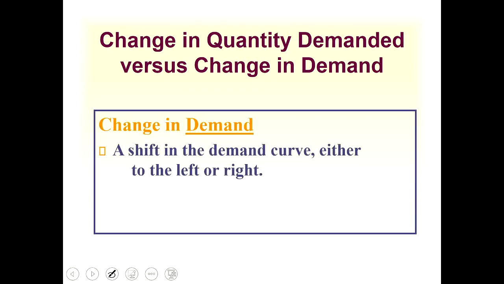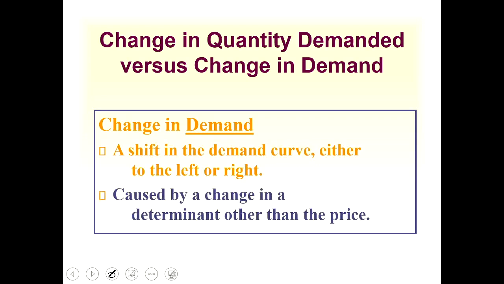All right. So now we are going to talk about change in demand, a shift in the demand curve either to the left or to the right. It is caused by a change in a determinant other than the price level. So as we discussed earlier, whenever the independent variable is not present on the graph, it will lead to a shift in the demand curve. Here if we have D1 and D2, this means a shift in the demand curve.